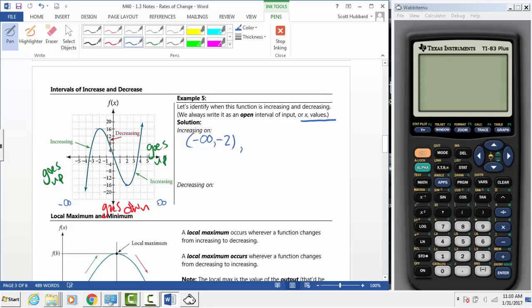And where else is it increasing? Well, we said it happens here too, right? So 2, and it goes to forever to the right. So if it starts at 2, and then it goes forever to the right, the way we write forever to the right, we just use the infinity symbol. Okay? And the only thing to remember is that these are going to be open intervals. So we just always have to write it as parentheses, never brackets.